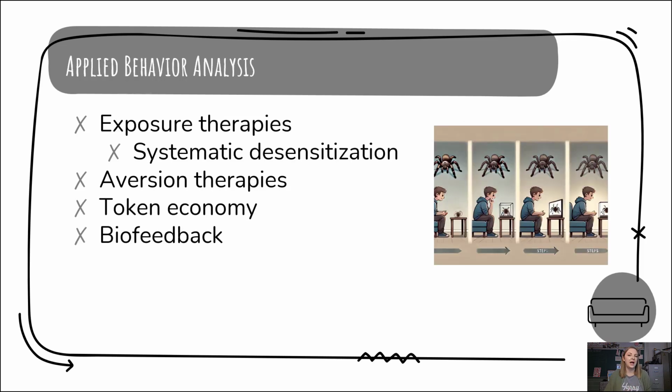Next is applied behavior analysis, or ABA. This is a therapeutic approach based on the principles of behaviorism, and it focuses on improving specific behaviors such as social skills, communication, reading, and adaptive learning skills through the application of behavioral principles. ABA is particularly effective in treating individuals with autism spectrum disorder. ABA is commonly used to teach children with autism functional communication skills.